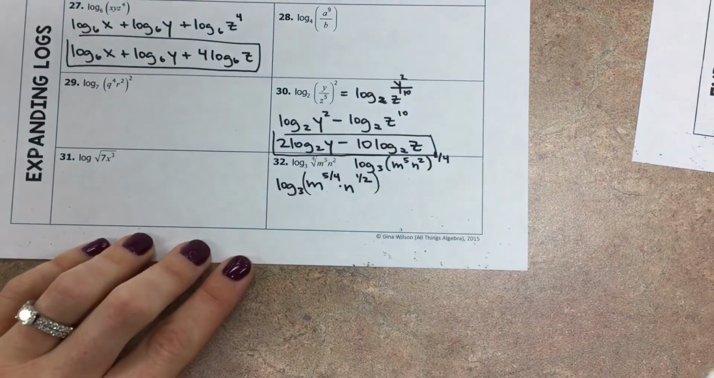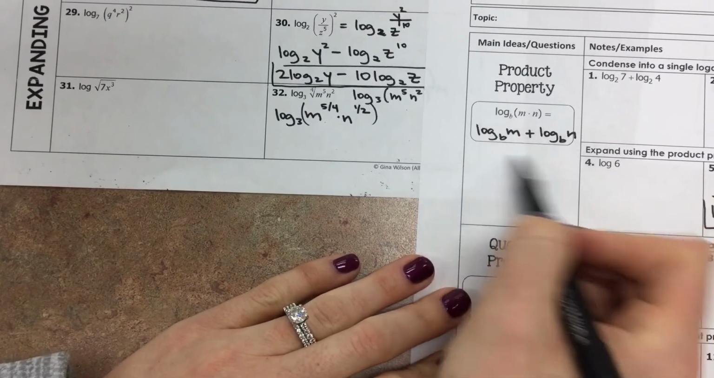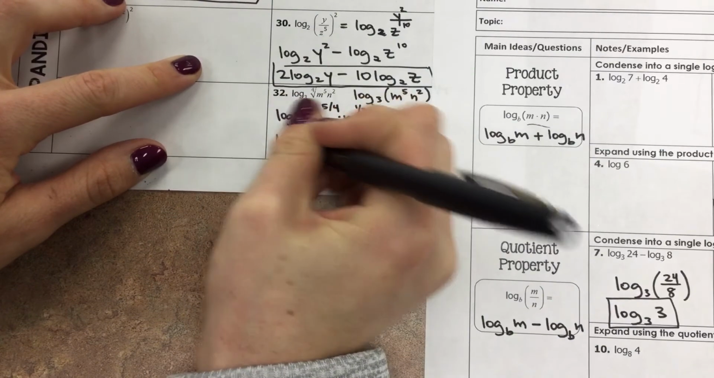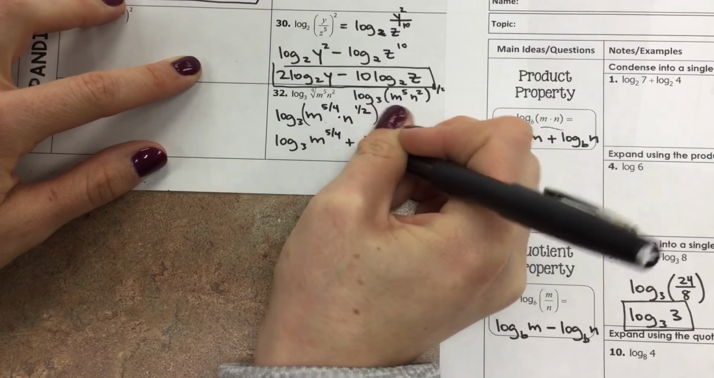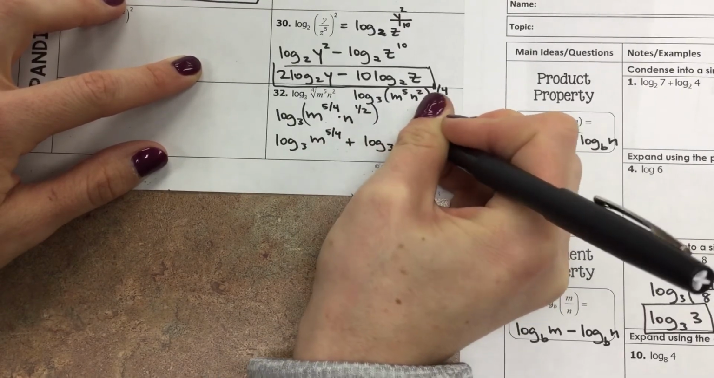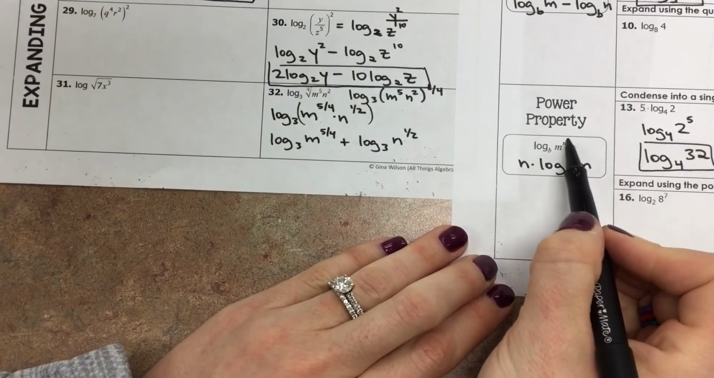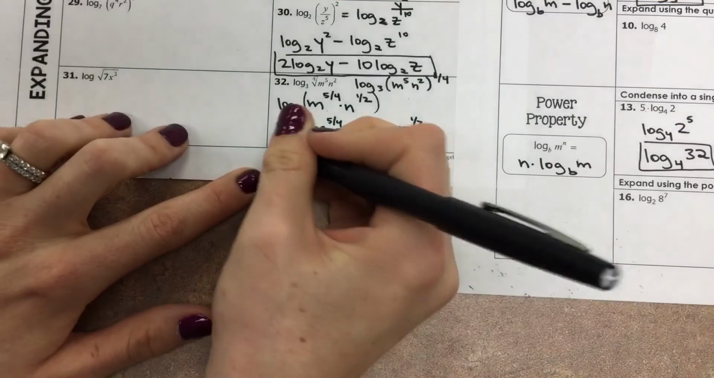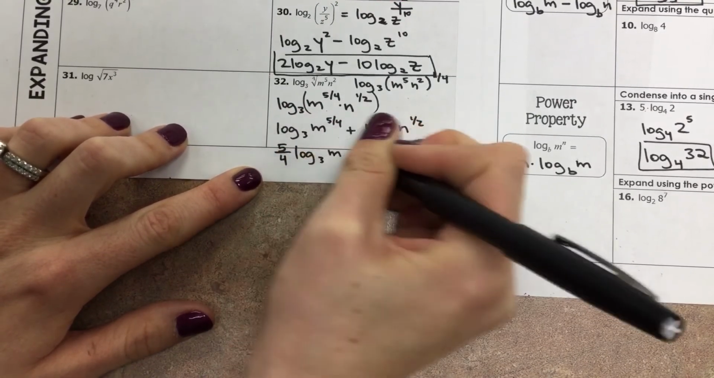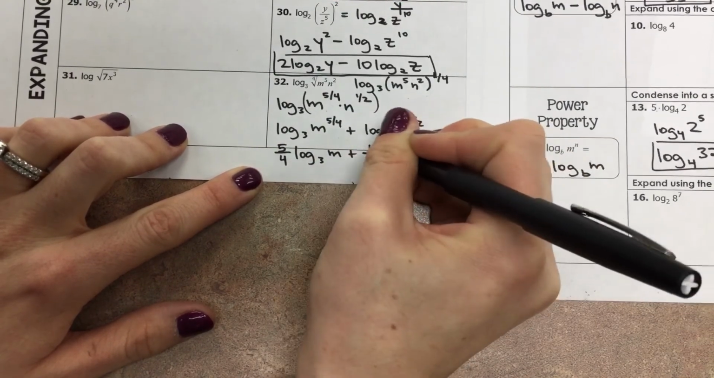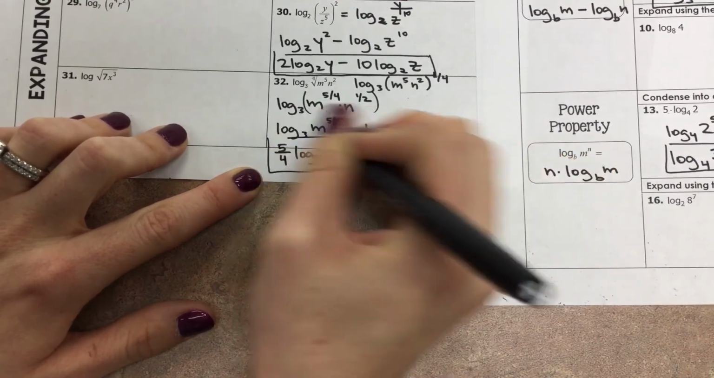So this is a product, and because of the product, I am using this property right here. It looks like this right now, but I want it to look like this. So I do log base 3 of m to the 5/4, and then plus log base 3 of n to the 1/2. All right, one final rule here is this power property, and then we are done. So this power, the exponent, comes out front, and that's it. So the 5/4 comes out front of my log base 3 of m, plus, and then with this one, the 1/2 comes out front of my log base 3 of n. And that is our answer.